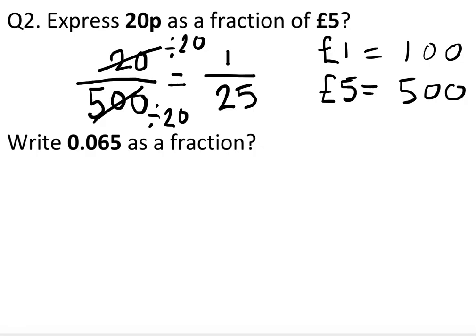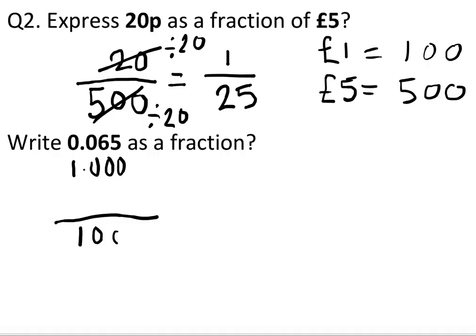So the next question is we've got a number here, 0.065, and we need that written down as a fraction. So again, the denominator at the bottom, we would start with 1. And at the top, we've got 65. So if we put the 1 there under the 65 like that, you could see that we need 1 with 4 noughts.